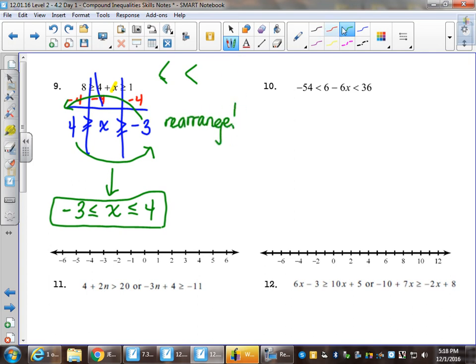Let's graph. X is greater than or equal to negative 3, less than or equal to 4, and we're done.